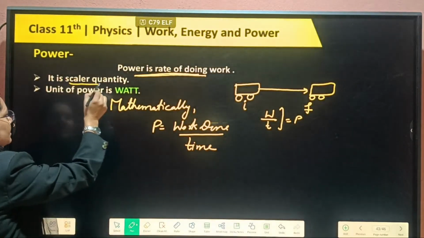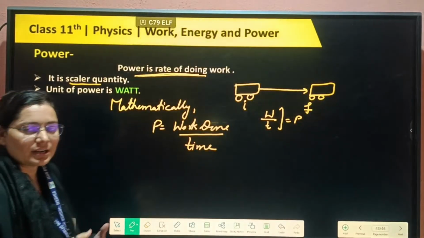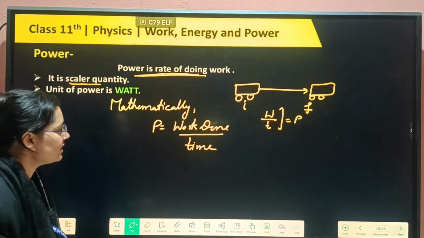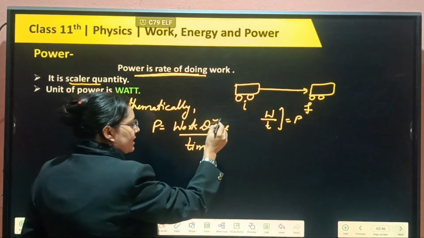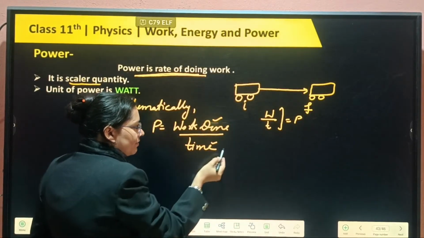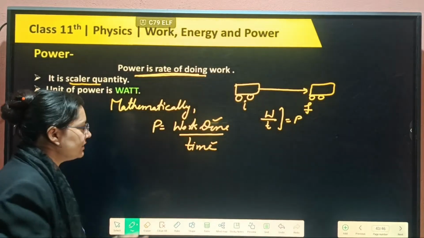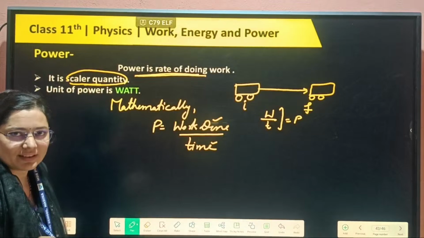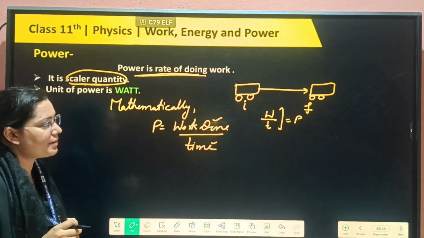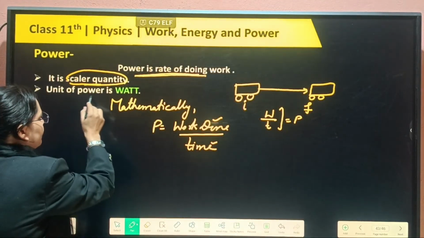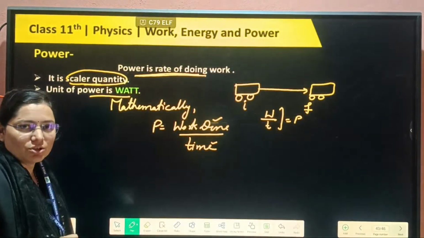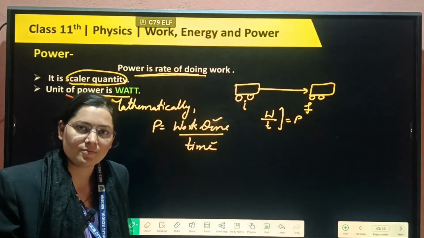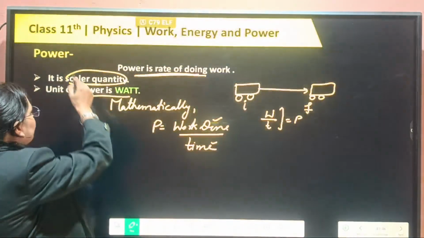Power is a scalar quantity. We divide quantities into two parts, scalar and vector. Power is a scalar quantity because work done is scalar and time is scalar. When we divide scalar by scalar, it gives us a scalar quantity only, meaning it has no direction, it depends on the magnitude. The unit of power is watt. The commercial unit we use for power is the kilowatt.